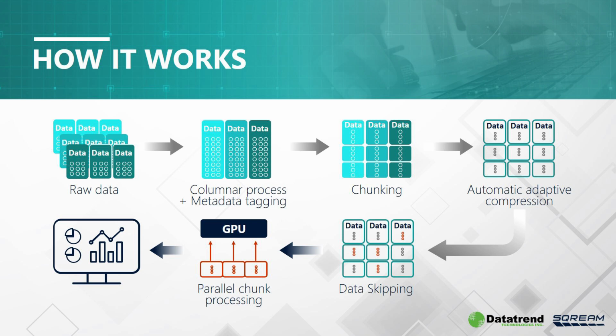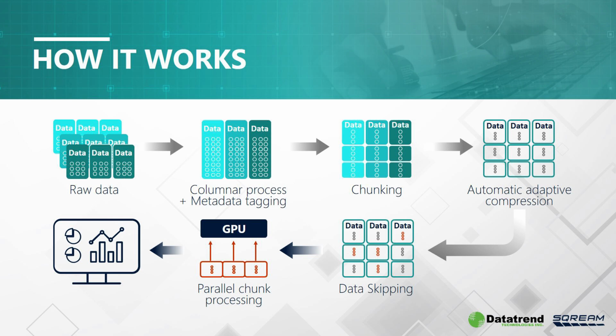Once we've done this, we then have built out our SQream database, and we can load data at a rate of 3 to 6 terabytes per GPU per hour. Once the data is in the database and we do the queries, we use the data skipping algorithm to find only the data we need from the metadata that we built as we took the data into the database.